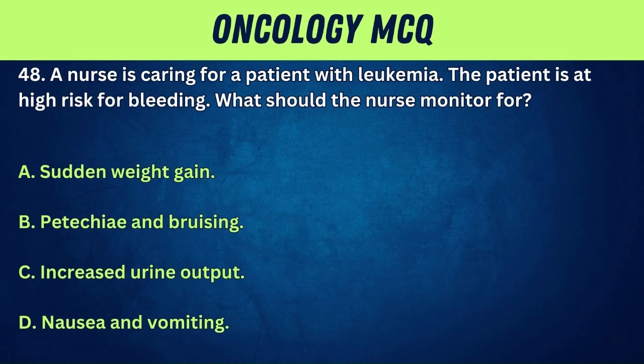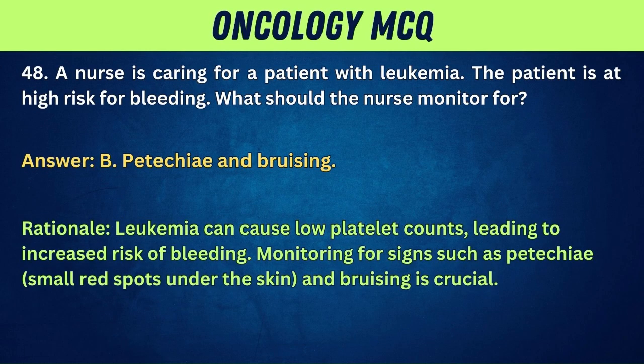48. A nurse is caring for a patient with leukemia. The patient is at high risk for bleeding. What should the nurse monitor for? A. Sudden weight gain. B. Petechiae and bruising. C. Increased urine output. D. Nausea and vomiting. Answer: B. Petechiae and bruising. Rationale: leukemia can cause low platelet counts, leading to increased risk of bleeding. Monitoring for signs such as petechiae, small red spots under the skin, and bruising is crucial.